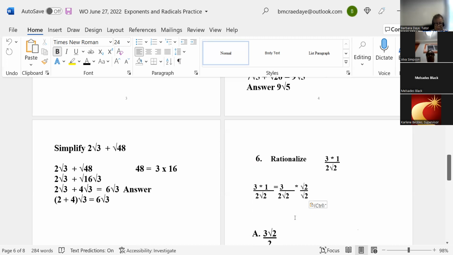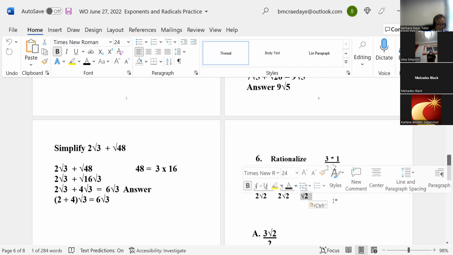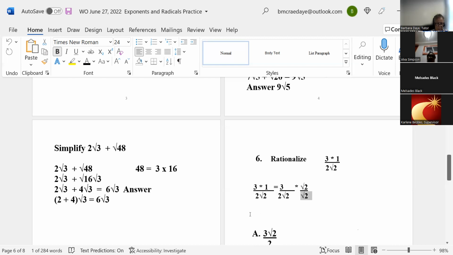Got it? Now, you remember what I say when you multiply a radical by itself, what you get? Mercedes, you remember what I said? Square root of 2 times square root of 2. Alba, you have an idea what that's equal to? What is that equal to, Alba? No.